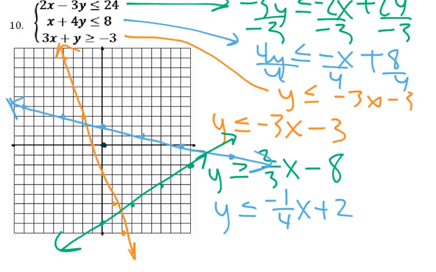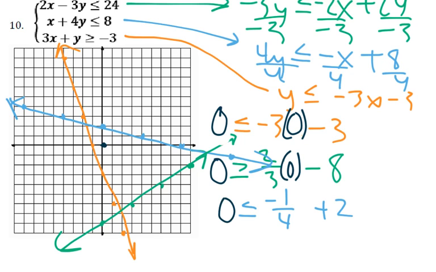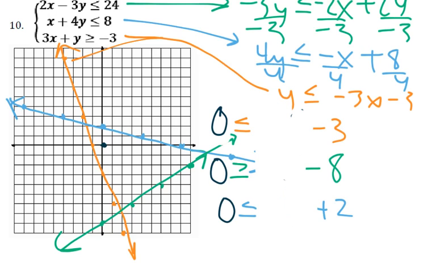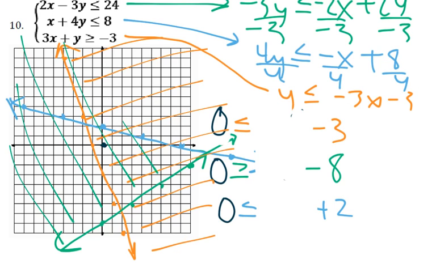So it works on every one, so we can plug in zeros for x's and y's, right? So that'd be 0 is less than that times that. Basically, those zeros are going to eliminate all our slopes, right? So we're left with 0 is less than negative 3. That is true. So we shade this side. 0 is greater than negative 8. That is also true. So we shade this side.